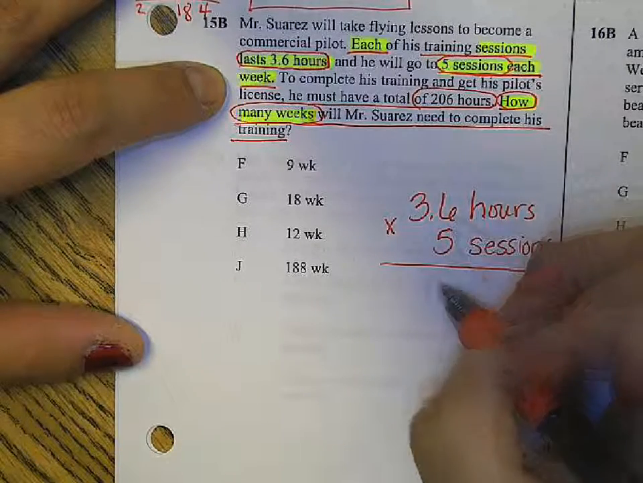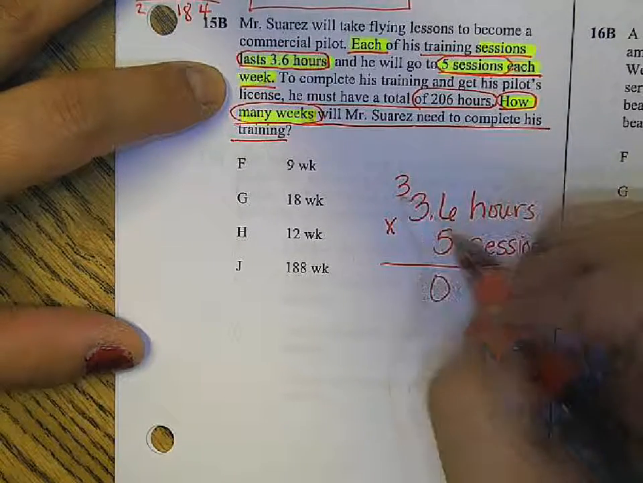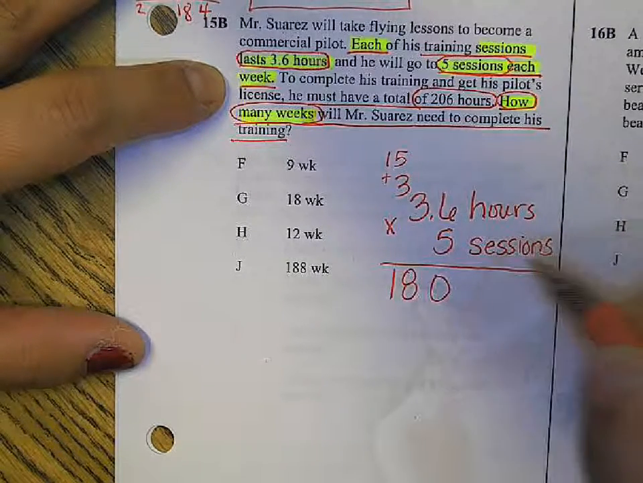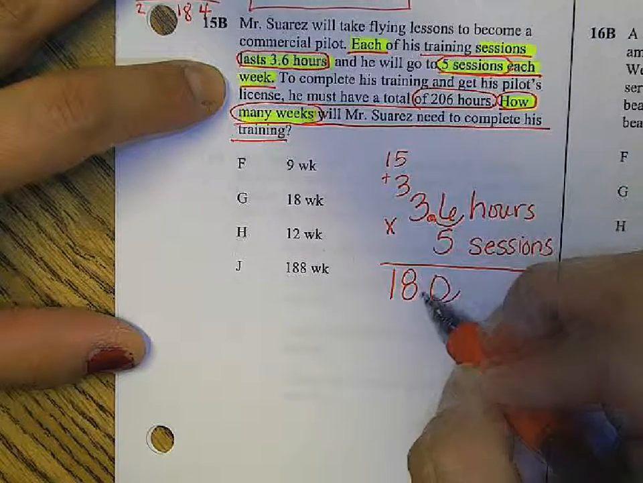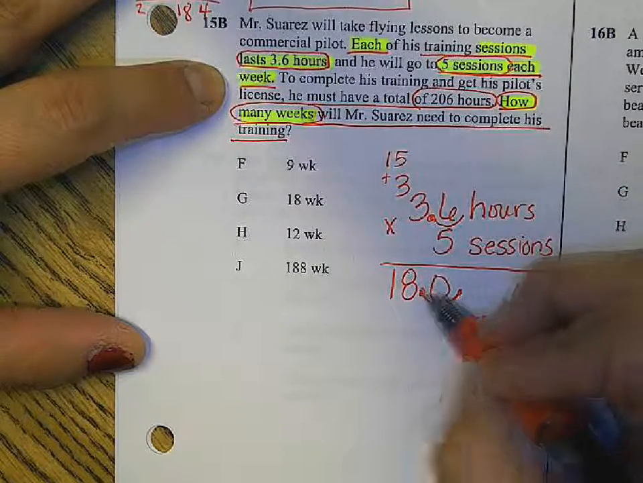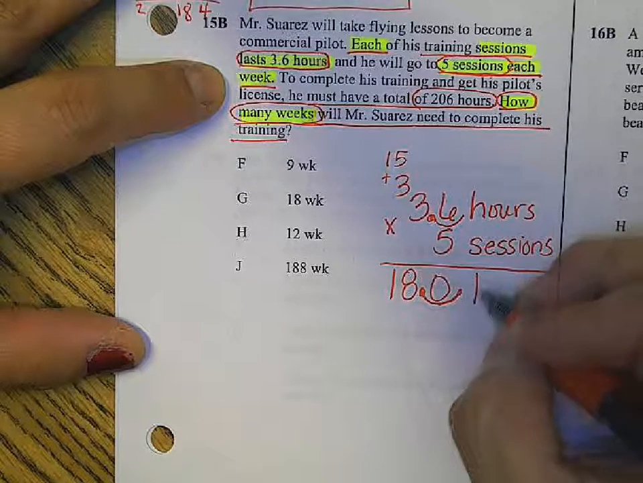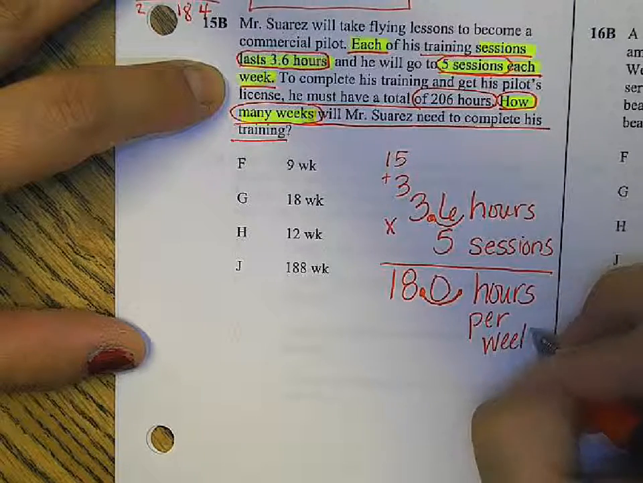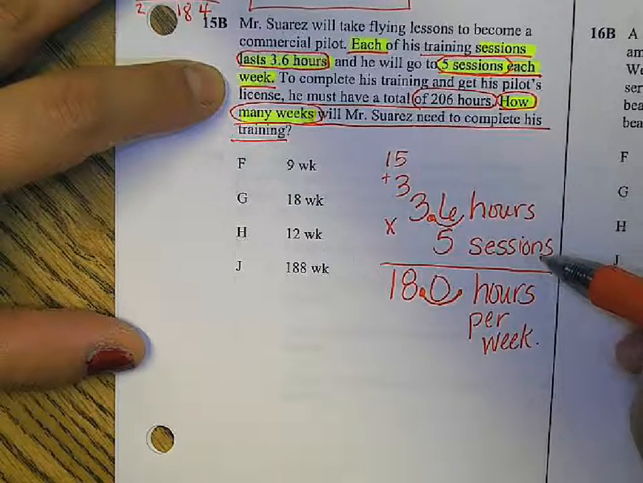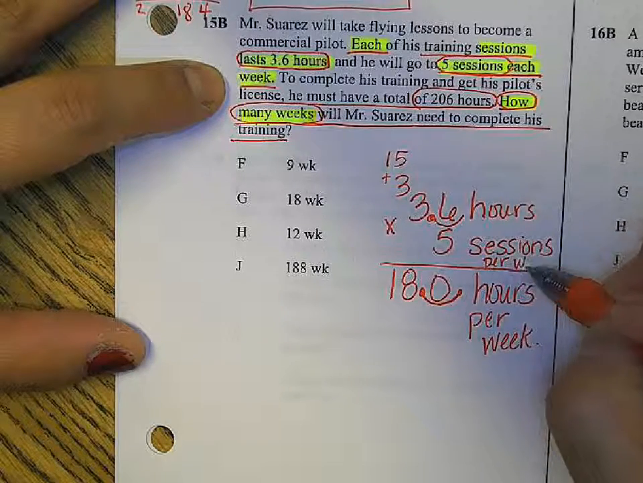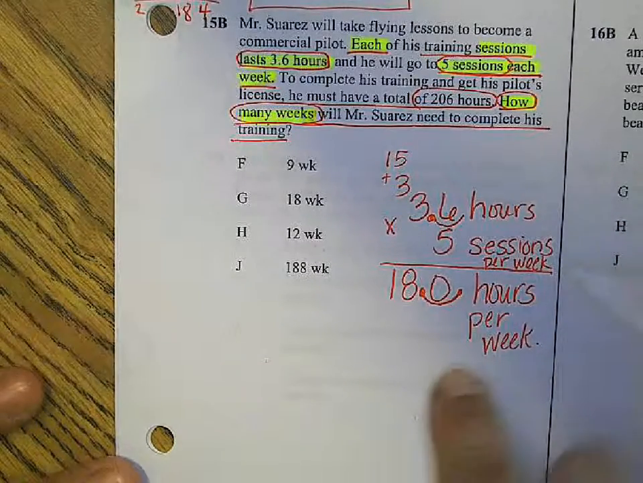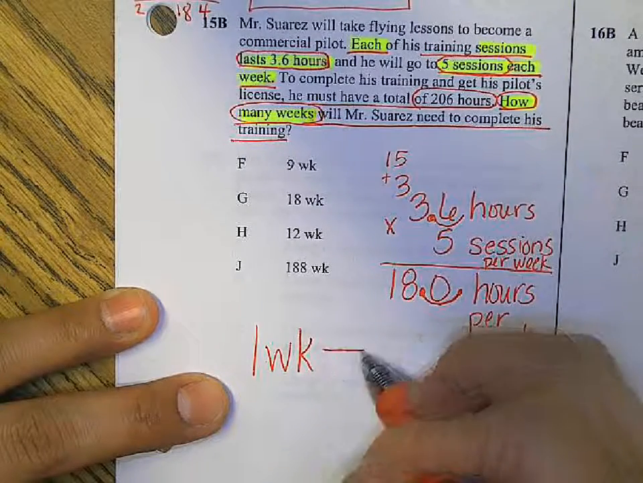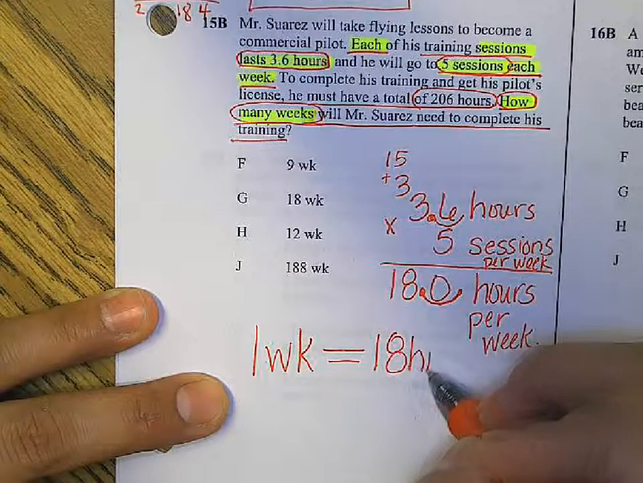Do the math for that, and we get 6 times 5 is 30, 5 times 3 is 15, plus the 3 is 18. Bring in the decimal once, put the decimal at the end, and then bring it in. So we have 18 hours per week. Because remember, this is 5 sessions per week, right? So in 1 week, he has 18 hours. So right here, I'm going to put 1 week is equal to 18 hours.